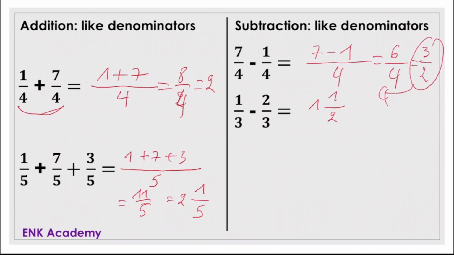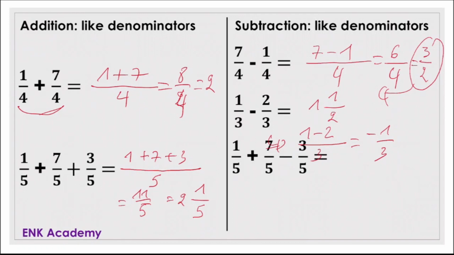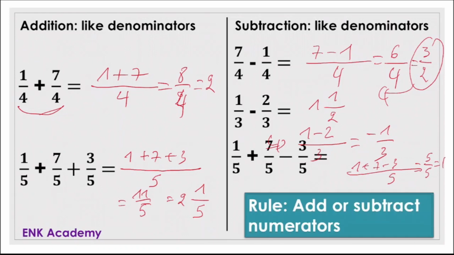In the same way, here we will just have 3 and then 1 minus 2. 1 minus 2 equals minus 1 over 3. So we do the same with 3 fractions. Even though we have a mix of addition and subtraction, the basic idea is to keep the denominator as it is, and then you add the numerators. In this case, we have 8 minus 3, which is 5 over 5, and this is equal to the integer 1. So therefore, if you want to add or subtract two fractions with like denominators, you just need to add and subtract the numerators.